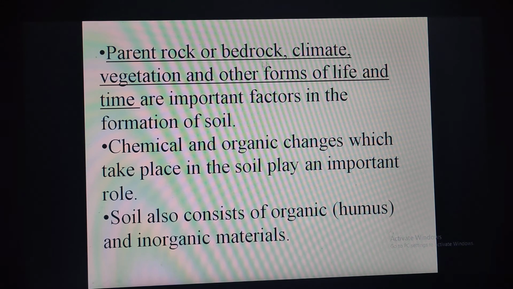Parent rock or bedrock, climate, vegetation and other forms of life, and time are important factors in the formation of soil. As we are learning about the formation of soil, you have to understand that these are the important factors. Chemical and organic changes which take place in the soil play an important role. And soil also consists of organic material, that is humus, and inorganic materials. Let us move forward.